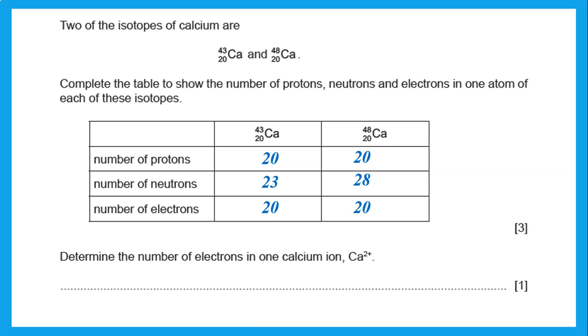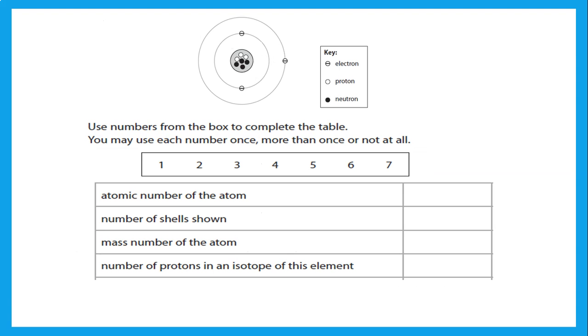It means that the calcium has lost 2 of its electrons. So instead of having 20, it now has 18 electrons. Okay, what about this one? Use numbers from the box to complete the table.